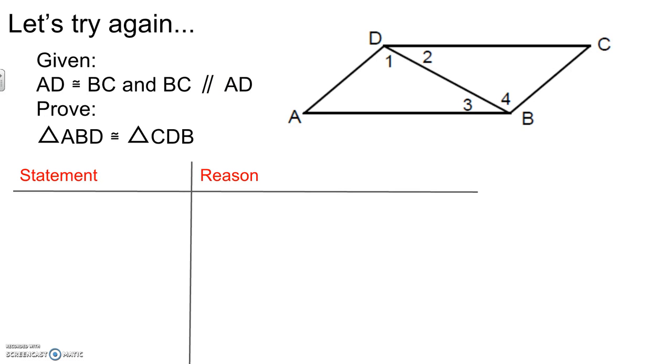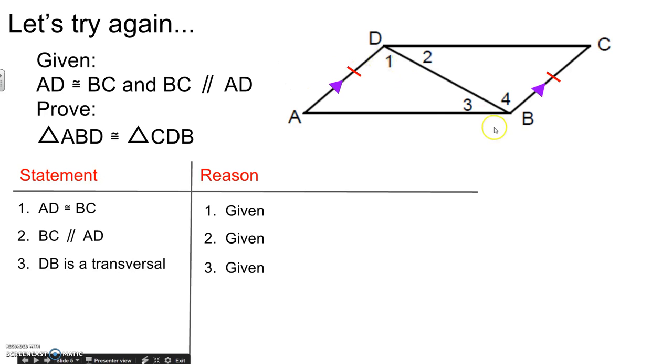I'll start with what you know, right? Your given information. Some given information is up here, and some given information might even be in our diagram. So we have side length AD is congruent to side length BC. So that would be given. Side length BC is parallel to AD, which is also given.